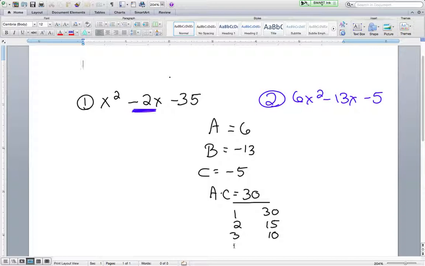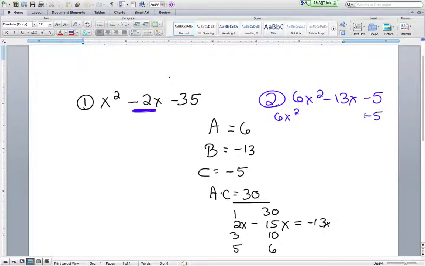Okay, 4 is not going to work. 5 is going to go in 6 times. I'm having a hard time seeing it. Do you see it? I need to subtract 2 factors. How do I know to subtract, Kiona? Because C is negative. I need to subtract 2 factors of 30 to equal 13. Oh, there it is, 15 and 2. But is it 15 minus 2, or is it 2 minus 15? I think it's going to be 2x minus 15x, so that I get a negative 13x. All right, so now I come up here and I rewrite my trinomial, 6x squared.